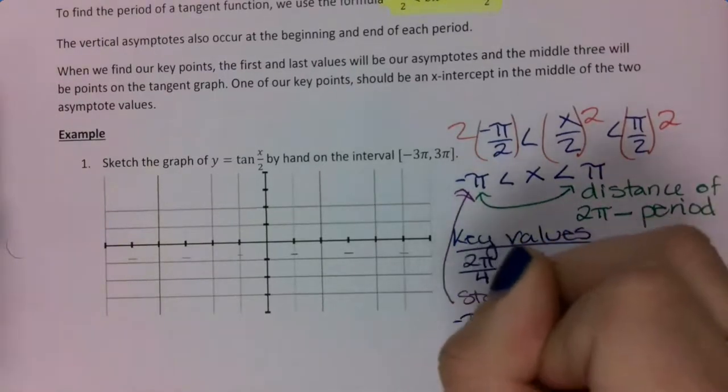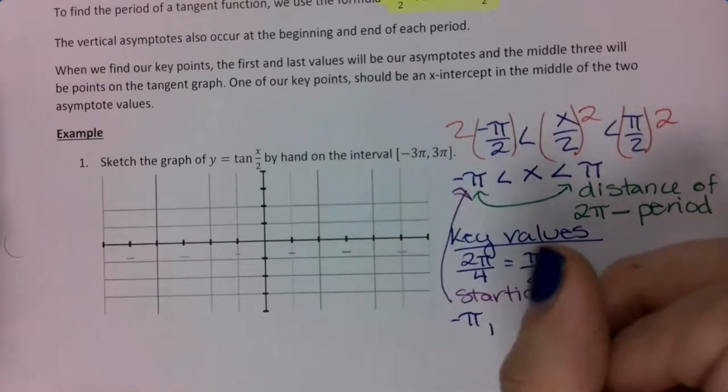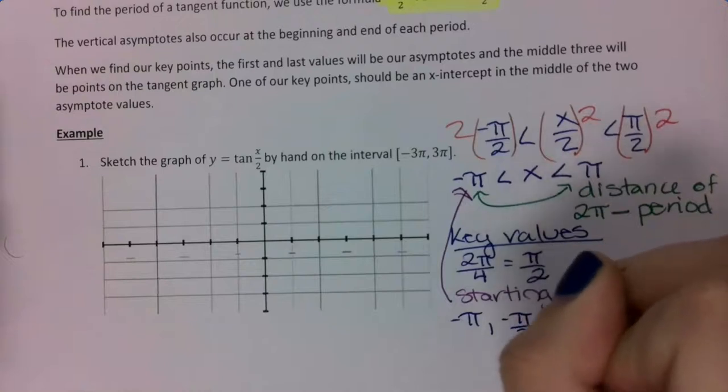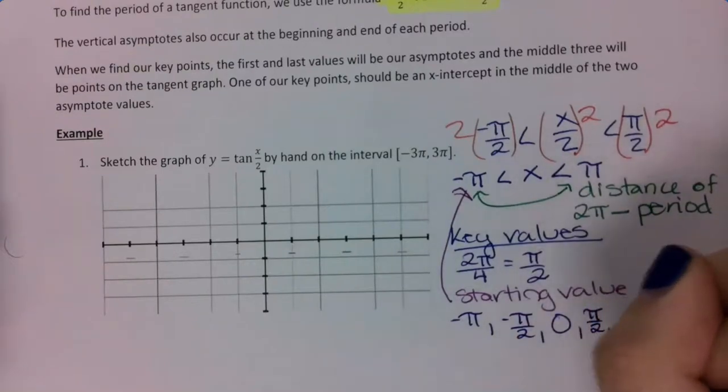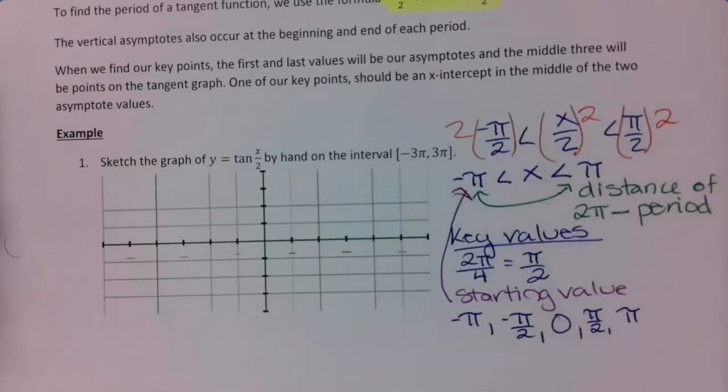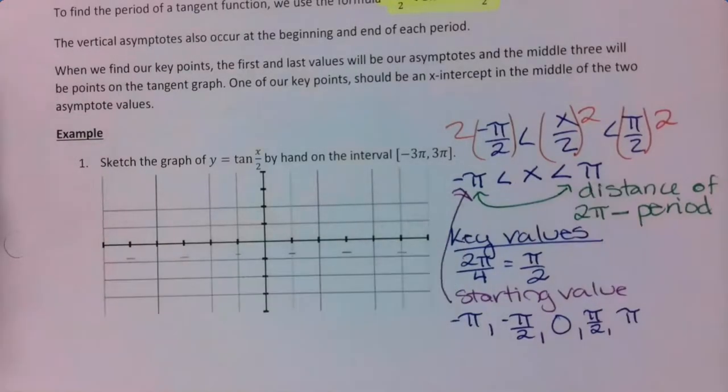So I'm going to start at negative pi, and then I'm going to keep adding pi halves. So negative pi plus pi halves gives me negative pi halves. Add pi halves again gives me 0. Add pi halves gives me pi halves. Add pi halves, and it gives me pi. So if I've done this correctly, I should start and end with the values from my inequality. Okay. So remember, I told you that these start and end values are, oh, I should label these.